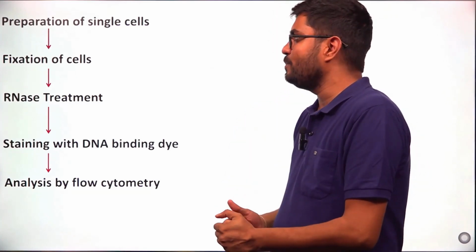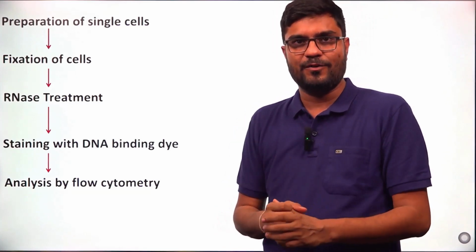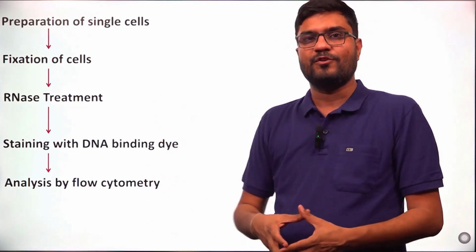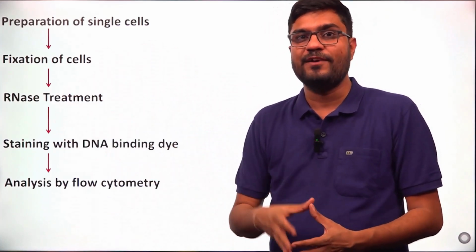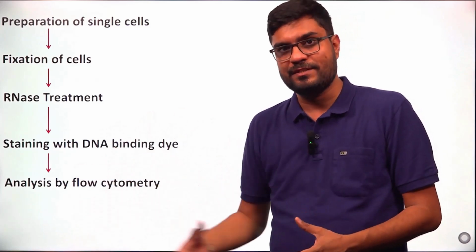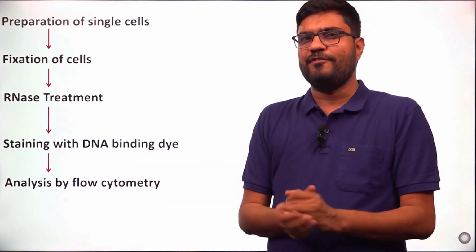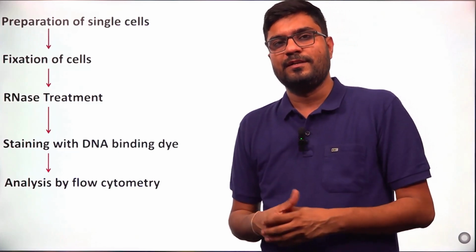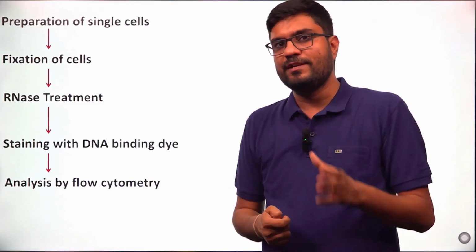So guys, I hope you have understood the basic principle, how we are doing that, what is the fundamental behind it, what is the brief protocol, what kind of different situations can arise if we are blocking the cell cycle at different stages, and a basic idea about different types of mathematical models or curve fittings to calculate the percentage of cells in G1, S and G2.